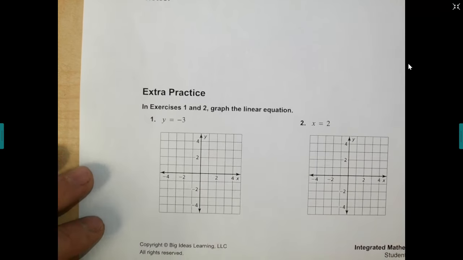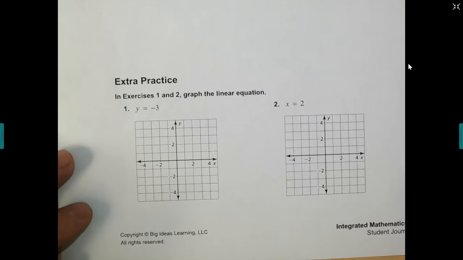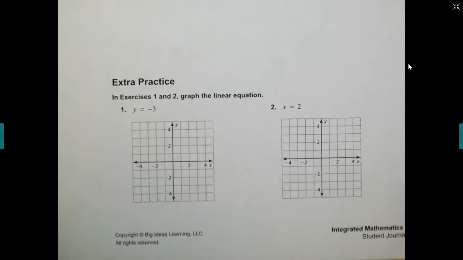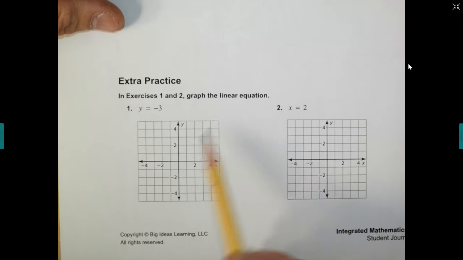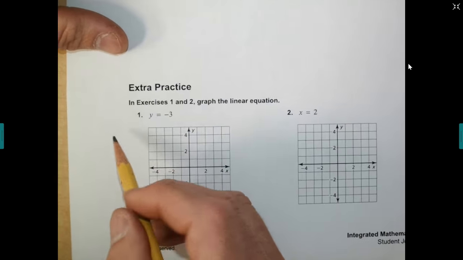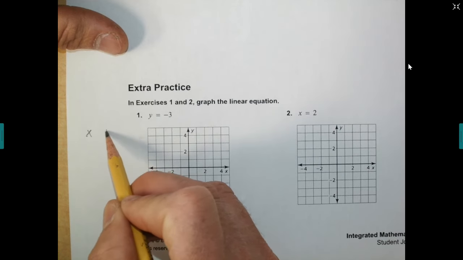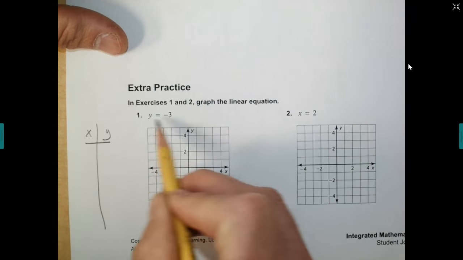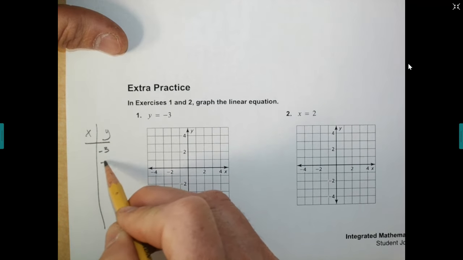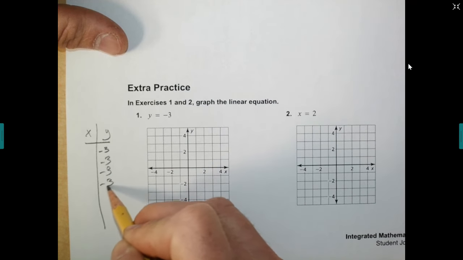All right, moving on to page 77, extra practice. All right, y equals negative 3. So let's make our table. x, y. y equals negative 3. Negative 3, negative 3, negative 3. y always equals negative 3.